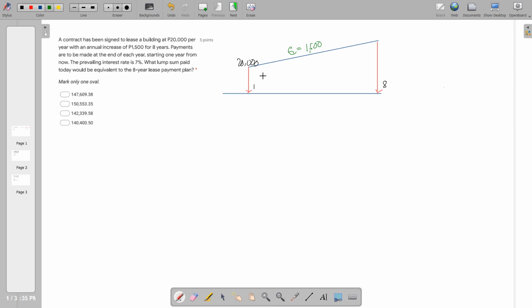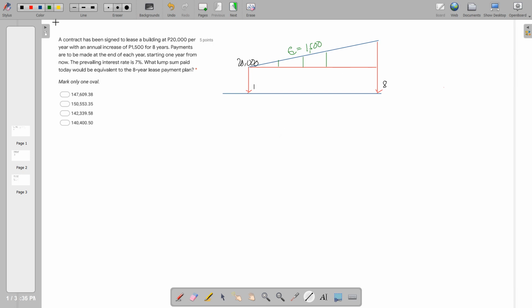Okay, so key things to remember here, we do not need to calculate the last one here. All we need here is the initial cost and the gradient. So we know that this is a combination of the formula of the gradient and the annuity. If we are going to flatten this, we flatten this. That is 20,000, and this will be the increase. Okay? So these are the increases, up to 8.